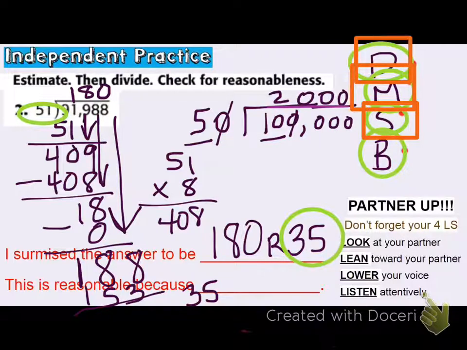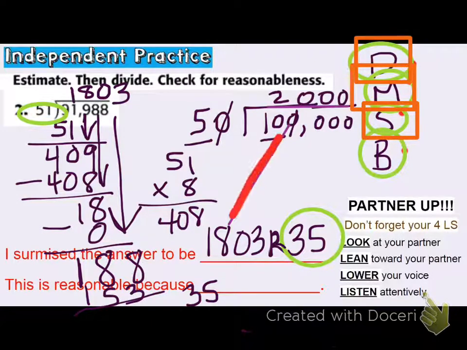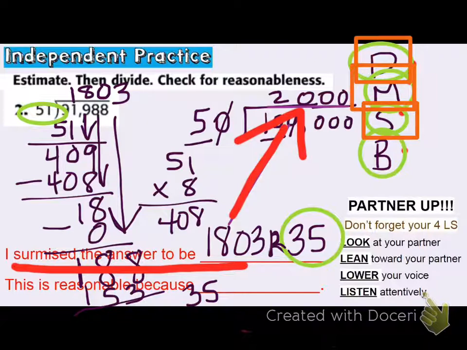When I said that 51 divides into 188, I need to make sure I put that 3 here. I'm so glad that I get to check the reasonableness of my answer, because my estimation made me realize that I forgot to put my 3. That makes more sense when I look at the estimation. I know that it's pretty darn close to 2,000. So I surmise the answer to be 101,803, remainder 35. That makes more sense.